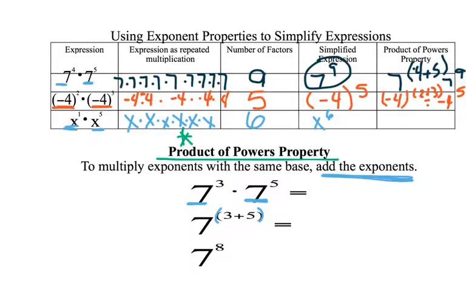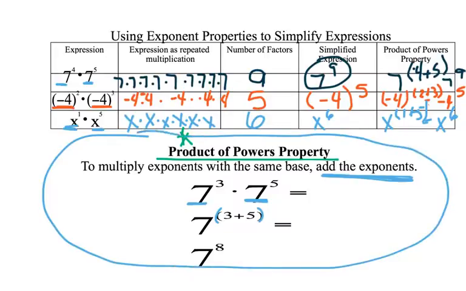We see that the bases are the same, so we have x, and then 1 plus 5, which gives me x to the 6th power. Make sure you write down the definition and this example so you have it in your notes to look at when we do the work tomorrow.